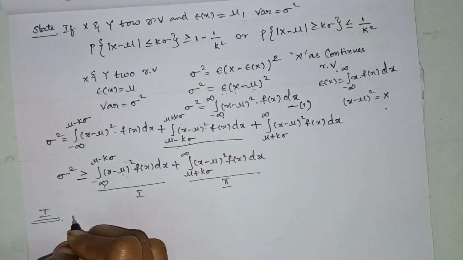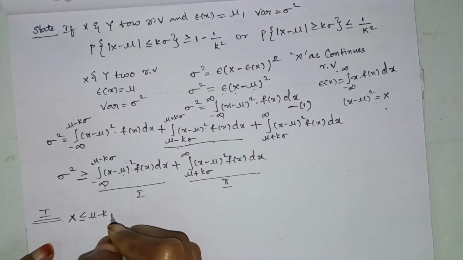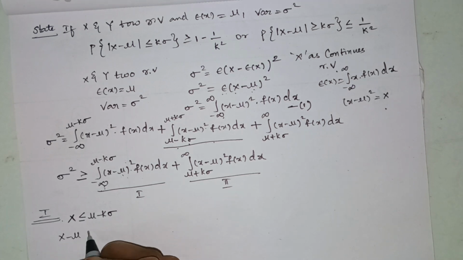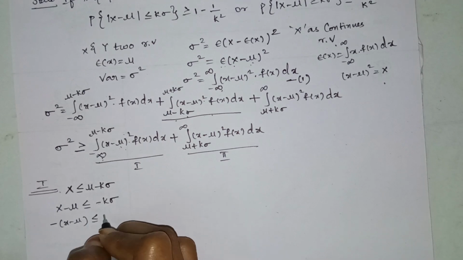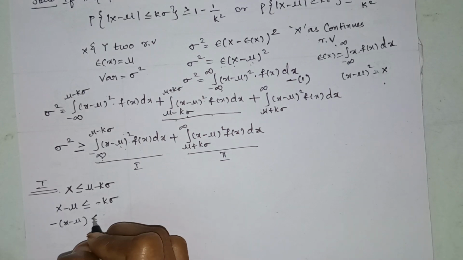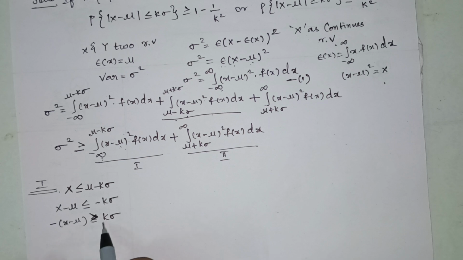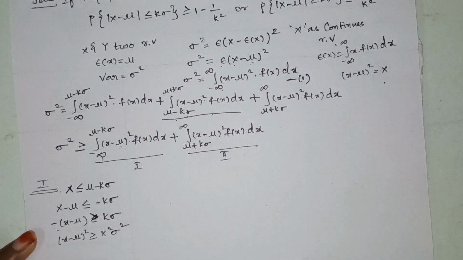So how can I write this? x is less than or equal to mu minus k sigma, as mu minus k sigma is the upper bound. So now I am bringing this mu to this side: x minus mu is less than or equal to minus k sigma. So take this minus to this side. Therefore we get x minus mu is greater than or equal to k sigma. As it is a minus, when it is a minus then the inequality changes. So square on both sides to remove the minus. So (x minus mu) whole square is greater than or equal to k square sigma square. This is about the first integral.